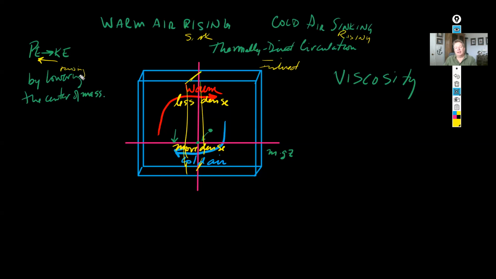And that's what's going on. So almost everything in the atmosphere is converting potential into kinetic. Eventually things would stop because of viscosity. The question is, how do I replenish the potential energy of the atmosphere? And that's an important question. Well, replenishing the potential energy of the atmosphere says I have to raise the center of mass.